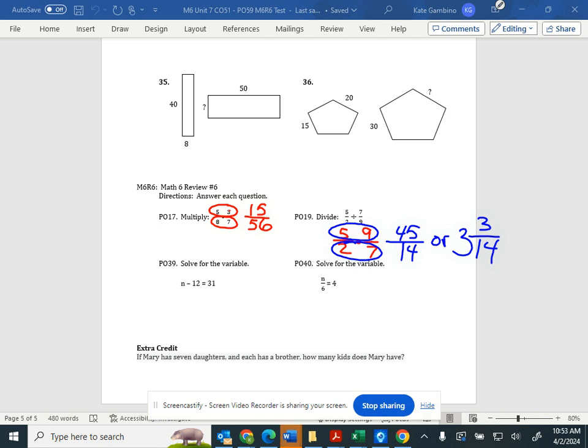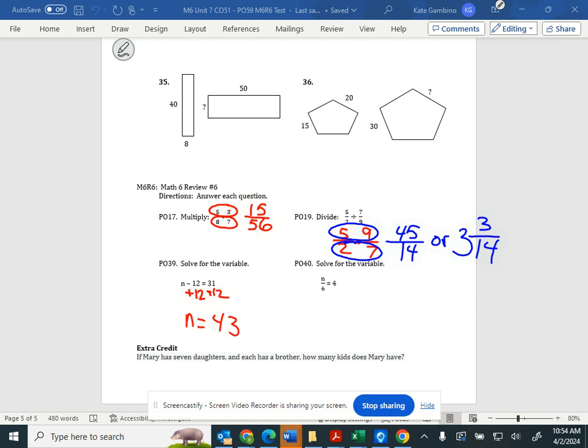If we're going to solve for the variable n minus 12 equals 31, what do I have to do, Claire? You have to add 12. Now, when we're doing those one-step operations, we need to do our opposite operation. If we're subtracting 12, we want to add 12 to both sides. We want that n by itself. Minus 12 plus 12 makes it a 0. 31 plus 12 is 43.